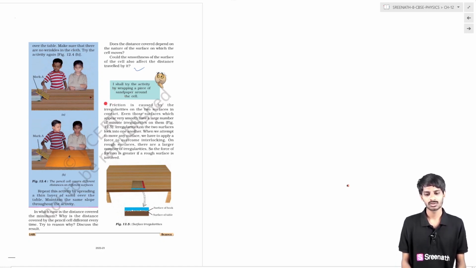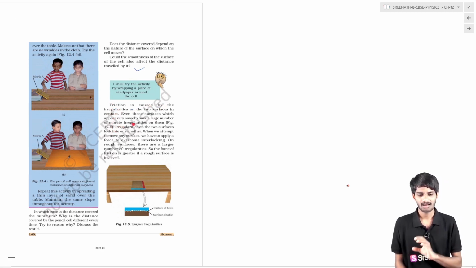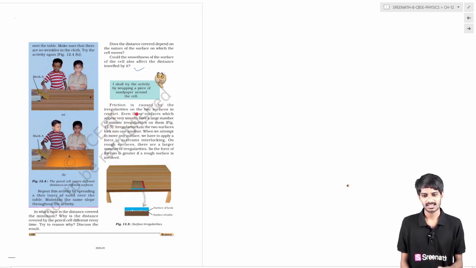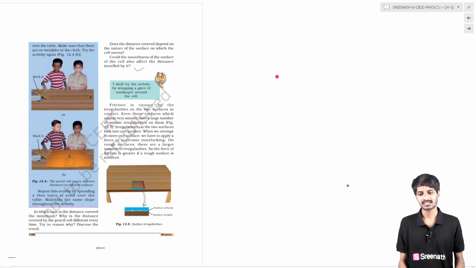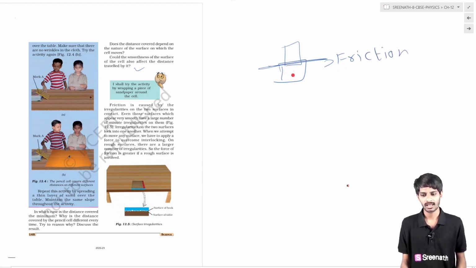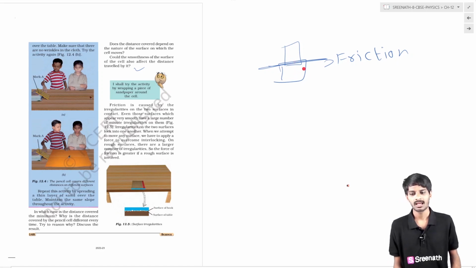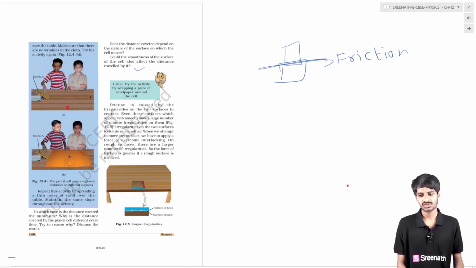And finally what they concluded is that friction is caused by the irregularities on the two surfaces. Basically, friction is caused by the irregularities of the two surfaces in contact. What we have previously learned is that friction acts when there are two surfaces. Friction is a contact force. It will act when there are two surfaces and they are in contact. So by doing these activities, the conclusion we get is that the friction force is due to the irregularities between two surfaces.